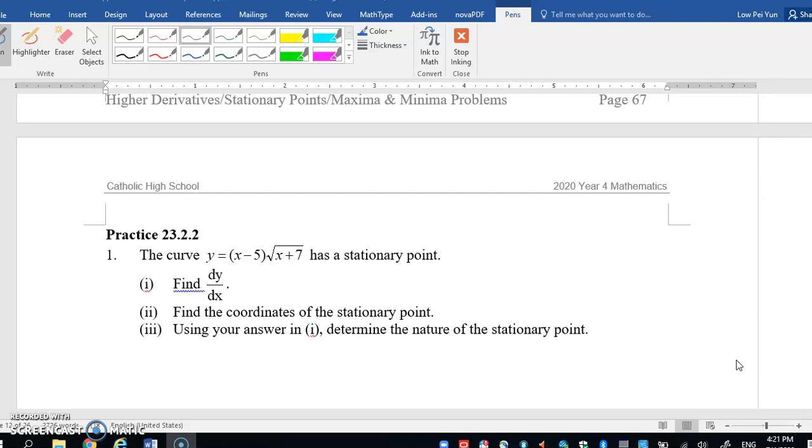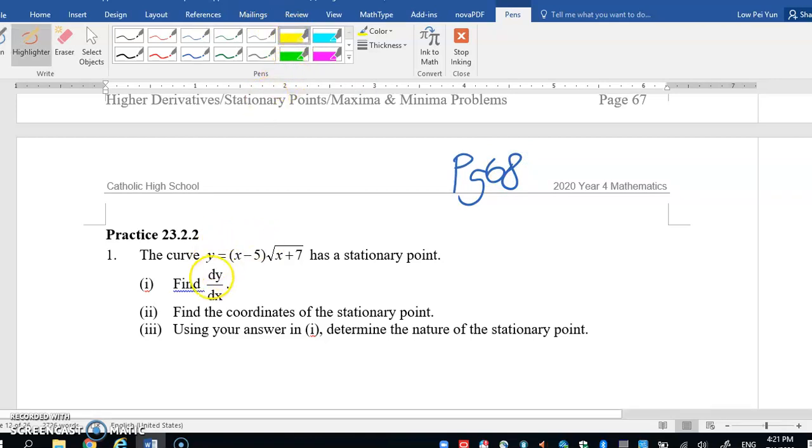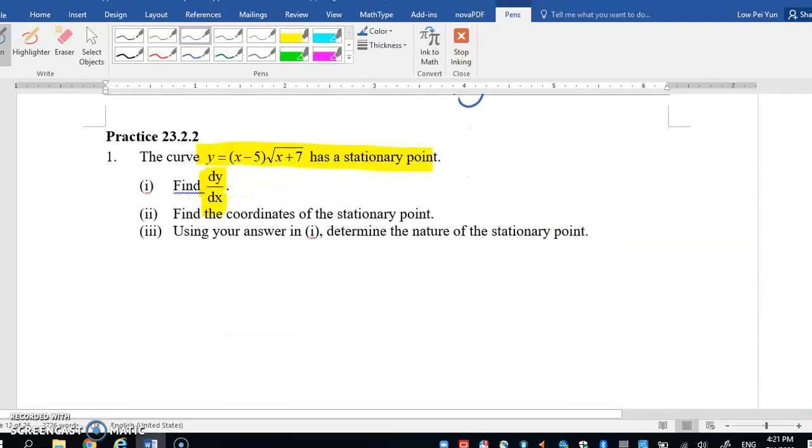I'm on page 68 and this is the question I will be doing. And we have this function. We have to first look for dy/dx for this function. Oh, this is not quadratic, not cubic. I have to make use of my differentiation rule, product rule in this case. Part 1. dy/dx is equal to, I am going to keep my first function.